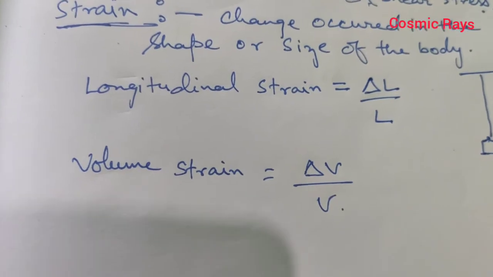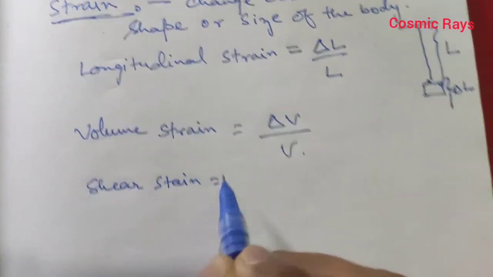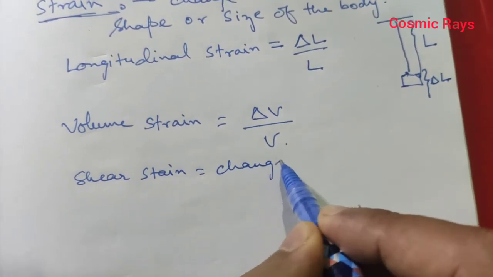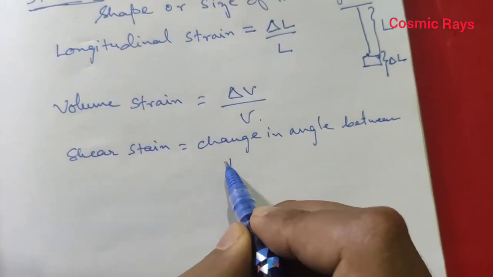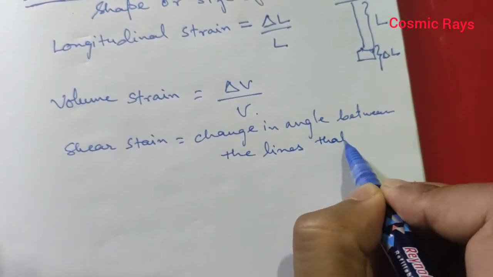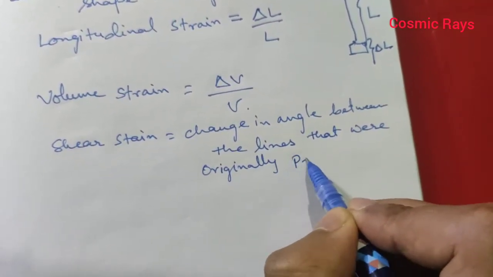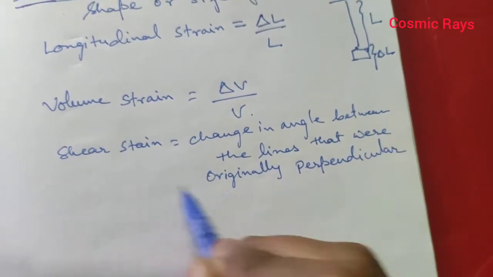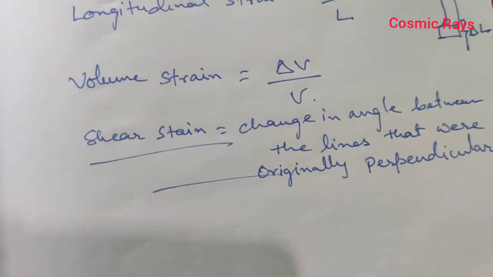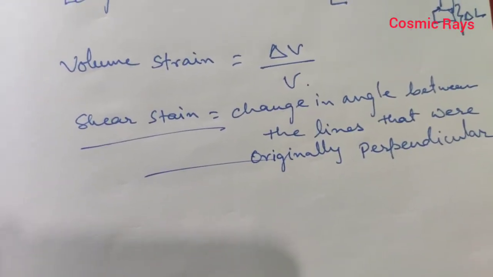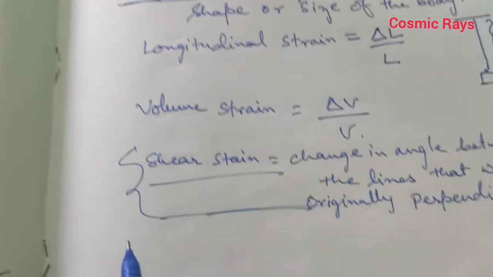And if it's shearing strain, then shear strain is measured as the change in angle between the lines that were originally perpendicular. This we will see when we do bulk modulus. Now before we go into the Young's modulus or bulk modulus or modulus of rigidity, in modulus of rigidity we will come across this. So before that, let's talk about Hooke's law.